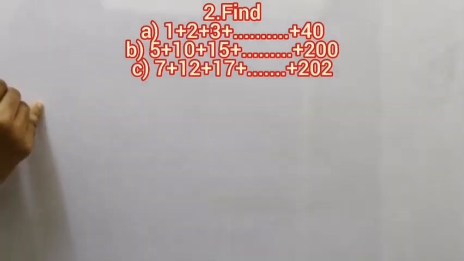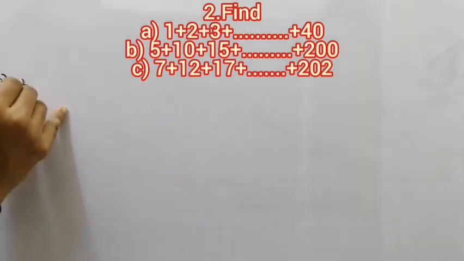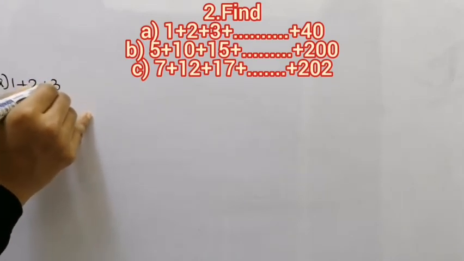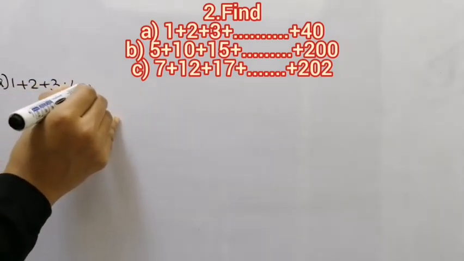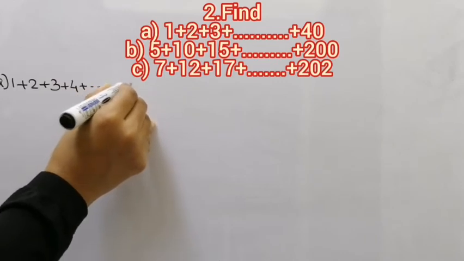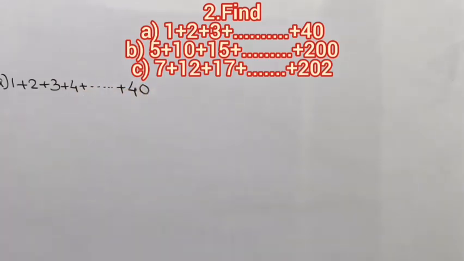Now moving on to the second question. Here also contains three bits, A, B and C. So let us move on to the first one. 1, 2, 3 up to 40. I'm writing here 1, 2, 3, 4 up to 40. What is the sum of this one now? First one.